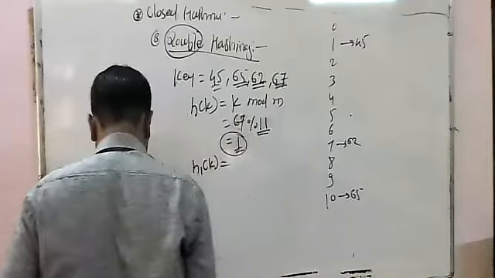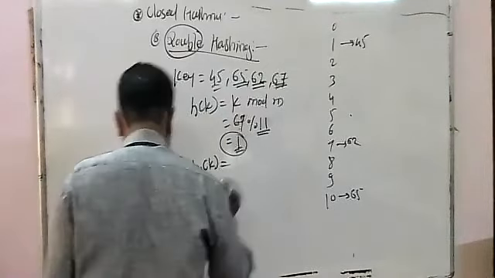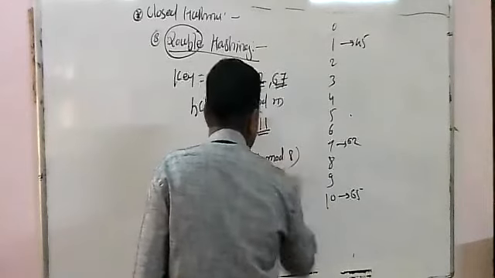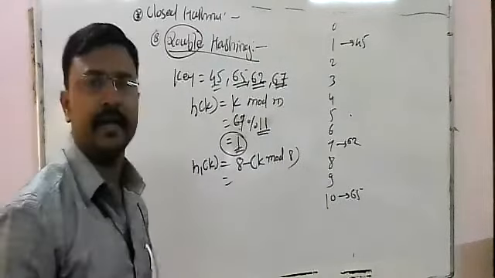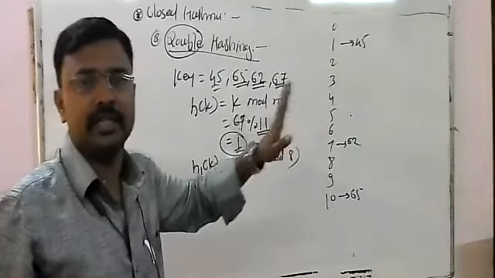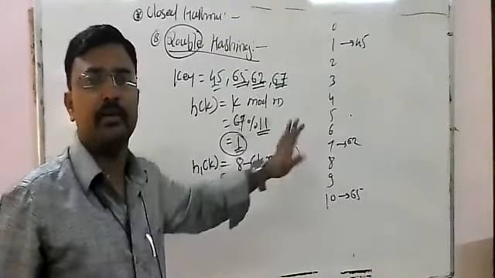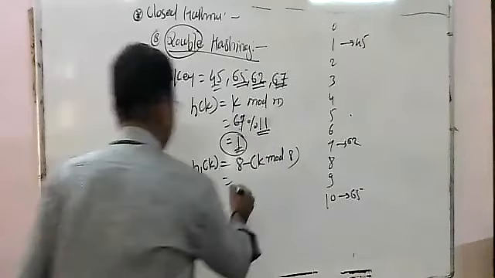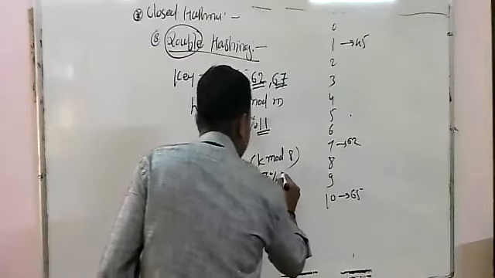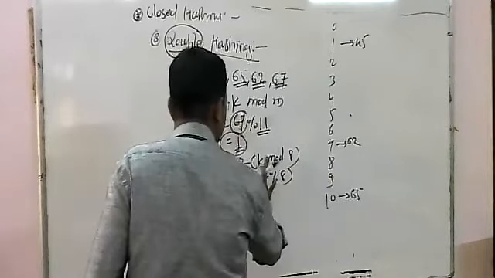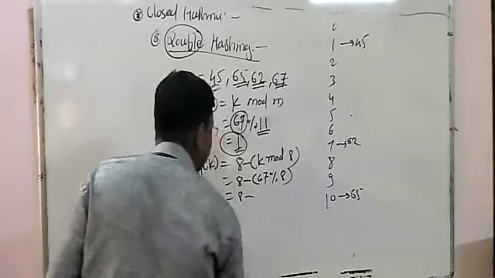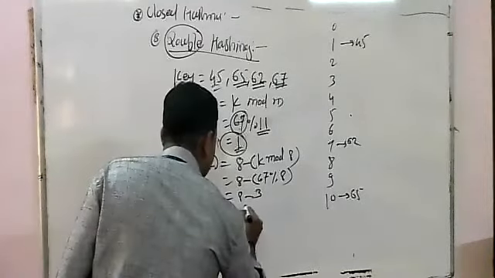H2(k) is equal to a minus k mod a. Any value you can take there, any function you can apply: 7 minus k mod 7, 6 minus k mod 6, 9 minus k mod 9. Any of these you can take as a hash function. So 8 minus, what is the k value? 67 mod 8. What is the remainder? Calculate the remainder: 3. 8 minus 3 is equal to 5.